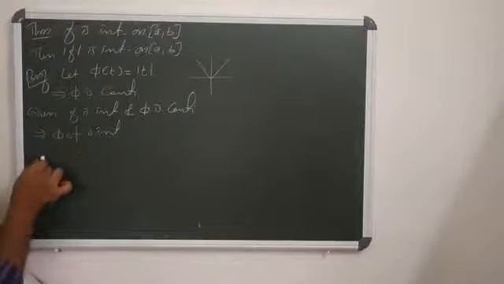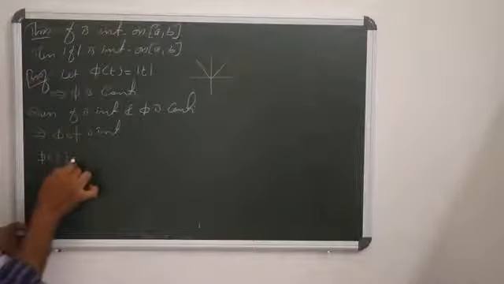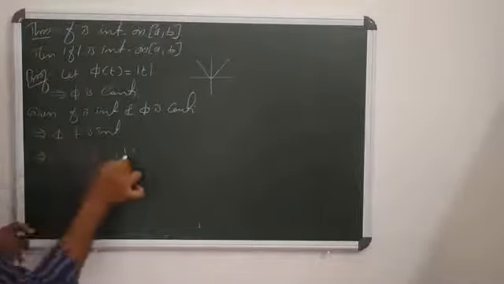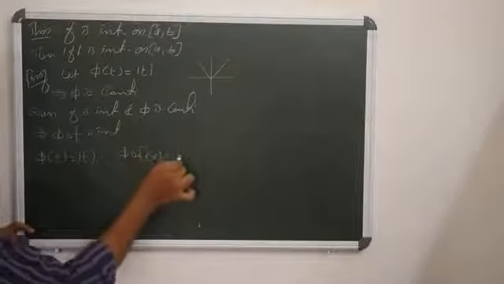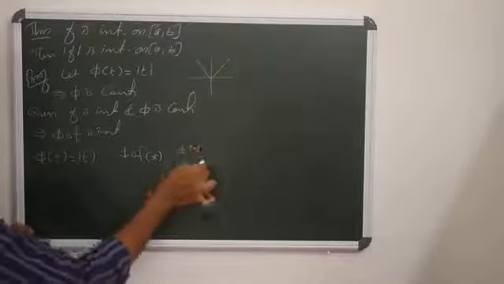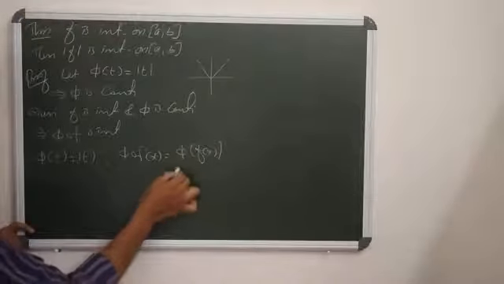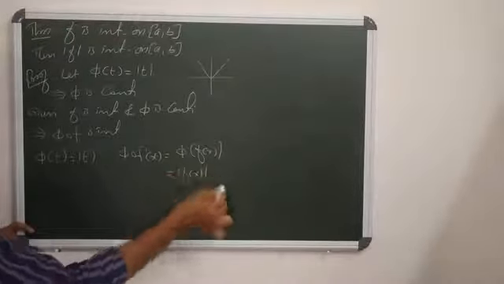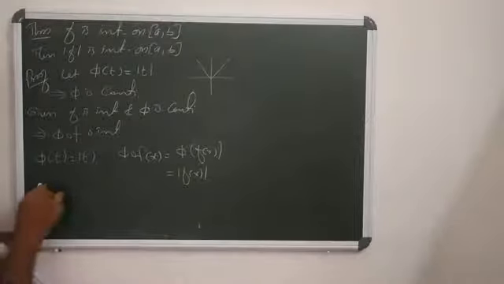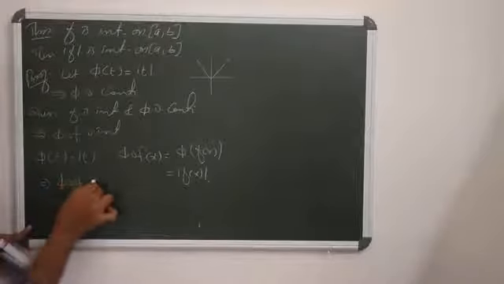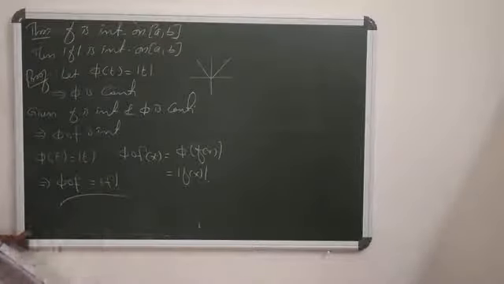What is phi composition f? Since phi of t equals modulus of t, phi composition f of x equals modulus of phi of f of x, that is modulus of f of x. So phi of t is mod t. So what is phi composition f? That means phi composition f equals mod f.